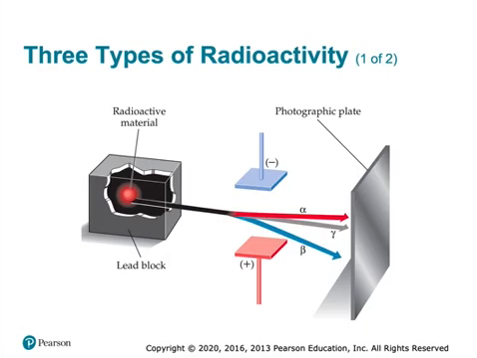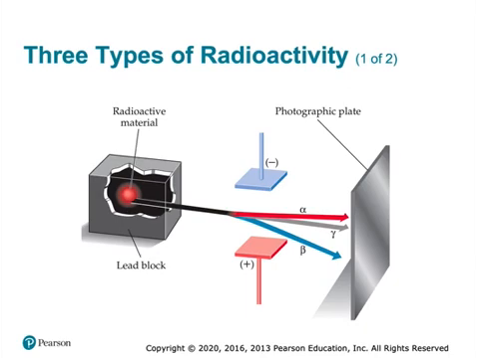Alpha rays will be deflected towards an anode, the negative end. Beta particles will be deflected towards the cathode, the positive side, and gamma rays are not affected at all. So there are three types of radioactivity.